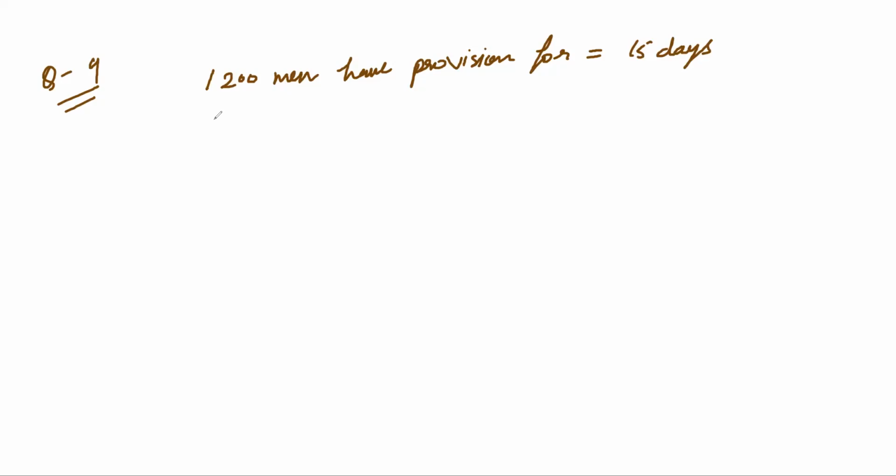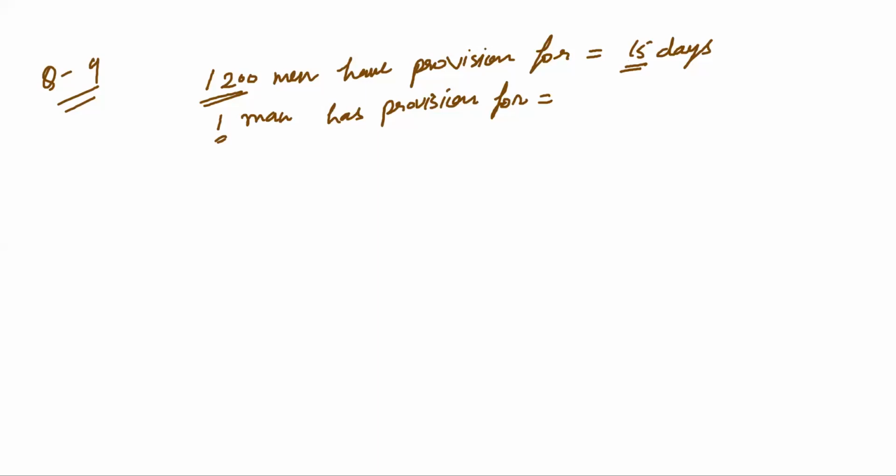Now, if one man is there, so one man has provision for, tell me, do we have to multiply or divide? Because if there are 1200 men, they have provision for 15 days. So if there is only one man, the provision will last for more than 15 days or less than 15 days? Provision means whatever the food supply or the thing is there.